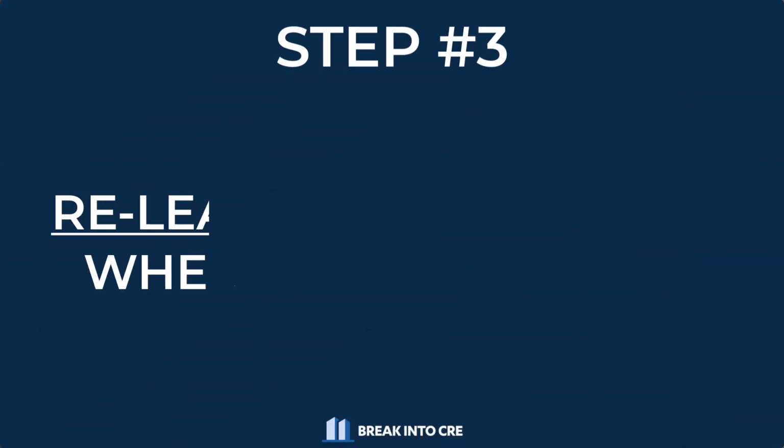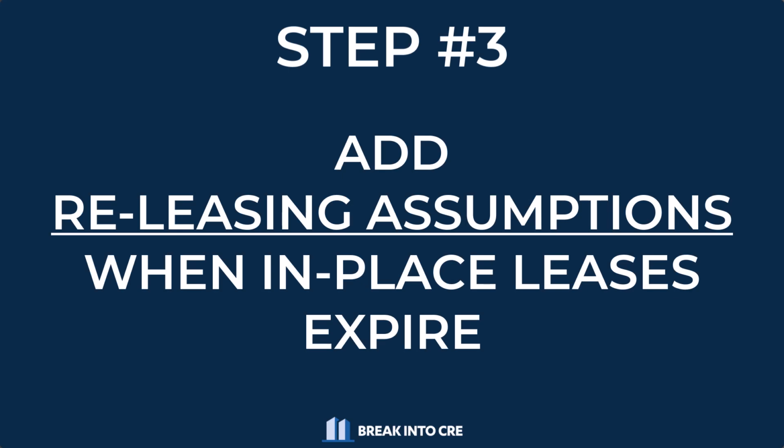All of this information is going to be clearly spelled out either within a current rent roll or directly within the leases themselves, so this isn't necessarily hard to find, but this can be time consuming to make sure you get this right. Now, once you have this information added to your model, you're ready to move on to step 3 of this process, which is adding re-leasing assumptions once those in-place leases expire.